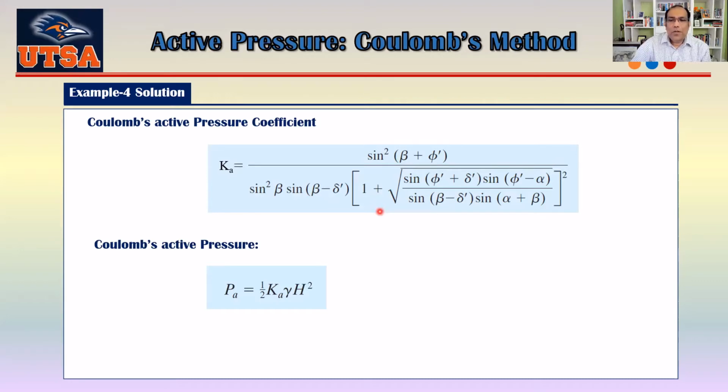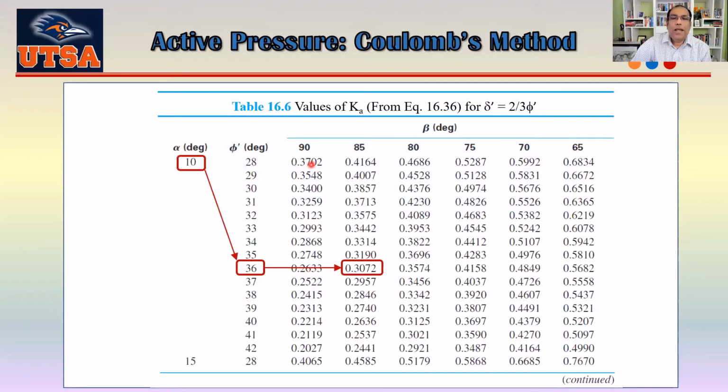For this particular problem, we have the value in the table. You can see your delta prime is 2/3 of phi prime here, and then your alpha is 10 degrees, your phi prime is 36, and your beta is 85. Then basically you can see your Ka is 0.3072. Once you get your Ka, finding out the force is very, very easy. Just plug that one into your equation.